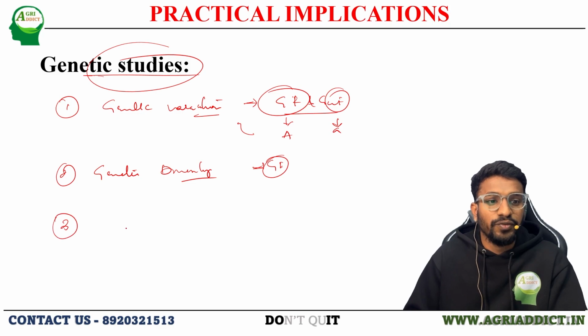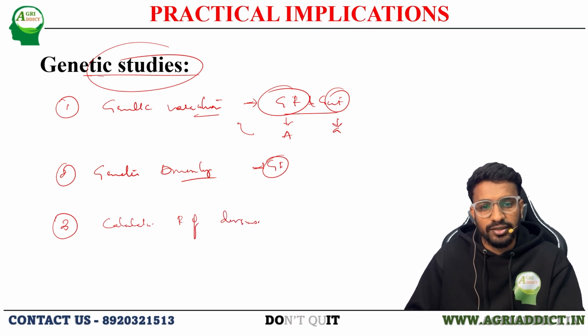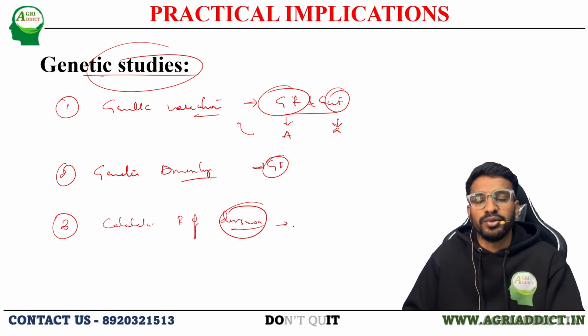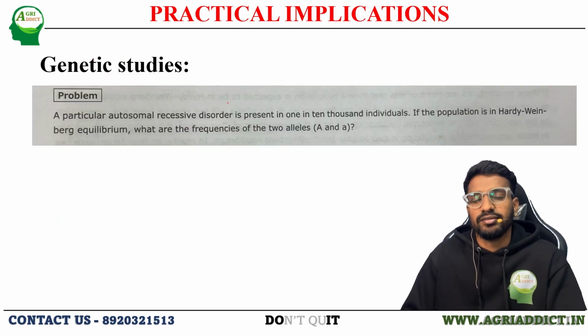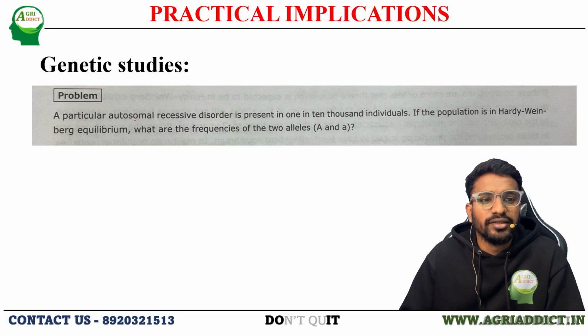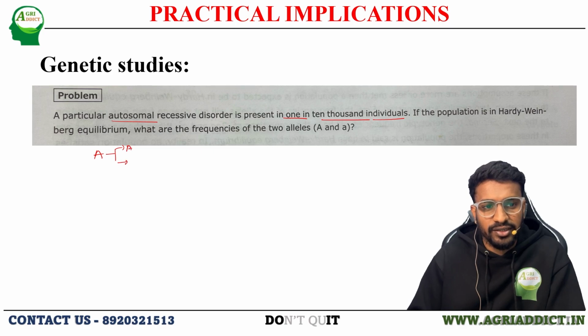Next, we can calculate the frequency of diseases which are controlled genetically. Let us take a very good example. If you read this problem, they are saying that there is a particular autosomal recessive disorder which is present in 1 in 10,000 individuals. That means this disorder, let us take, might be because of a certain gene A which has two different alleles. They are saying that small a is 1 in 10,000.